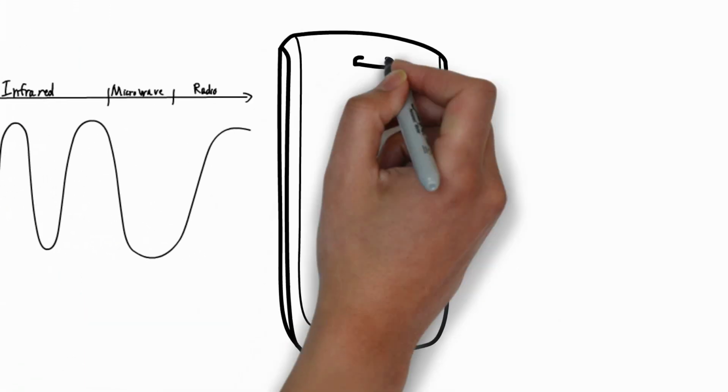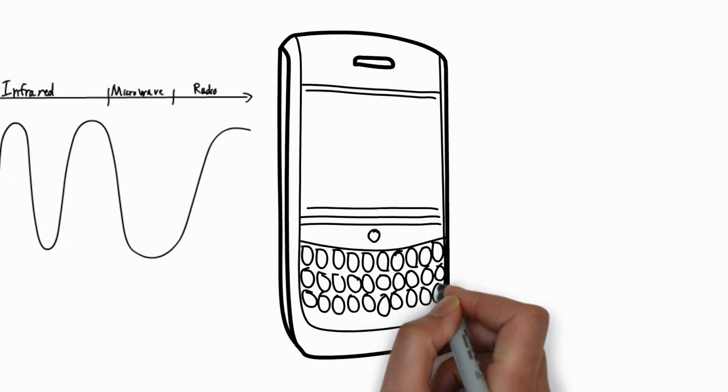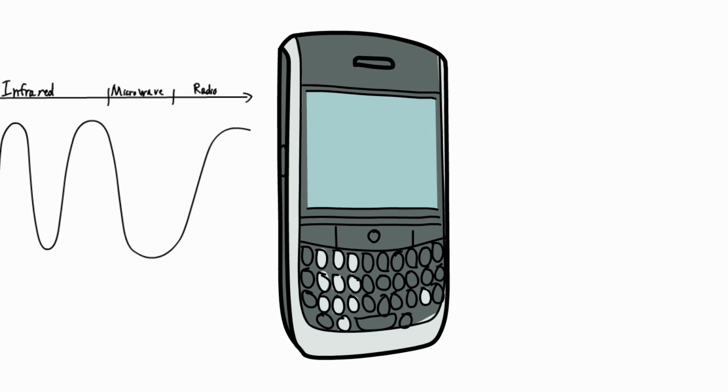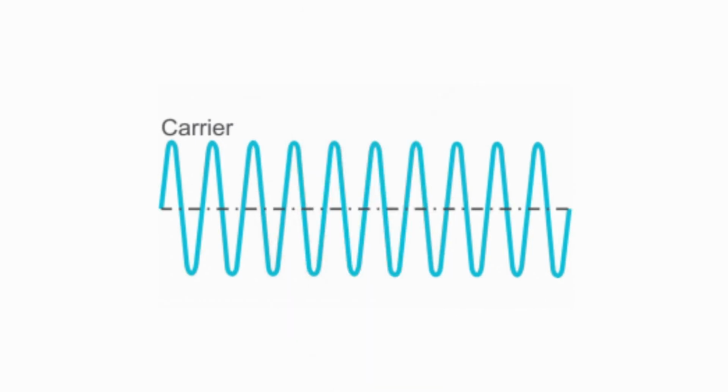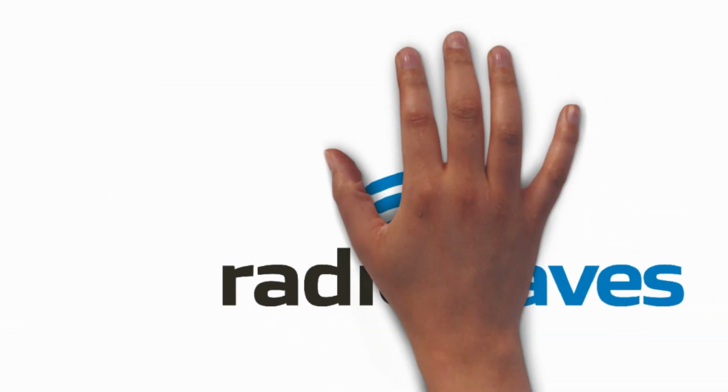Now, Bluetooth uses radio waves to transmit the data to another phone. Basically, the signal is multiplied by the carrier signal and transmitted on the radio waves and received by the other phone.